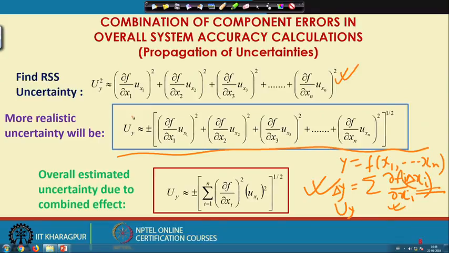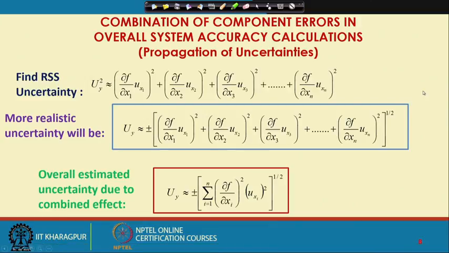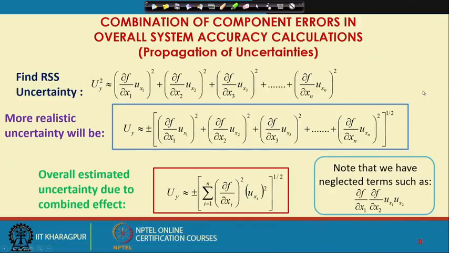Then u y is obtained as square root of this term, which is this. So, this is written in more compact form as this. So, note that these are the cross terms that I was talking about, we have neglected. So, these terms will be here, which we have neglected.